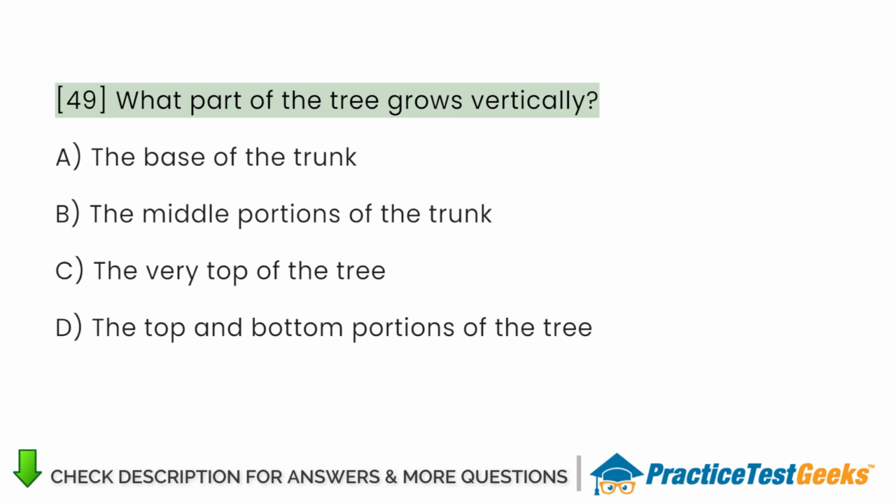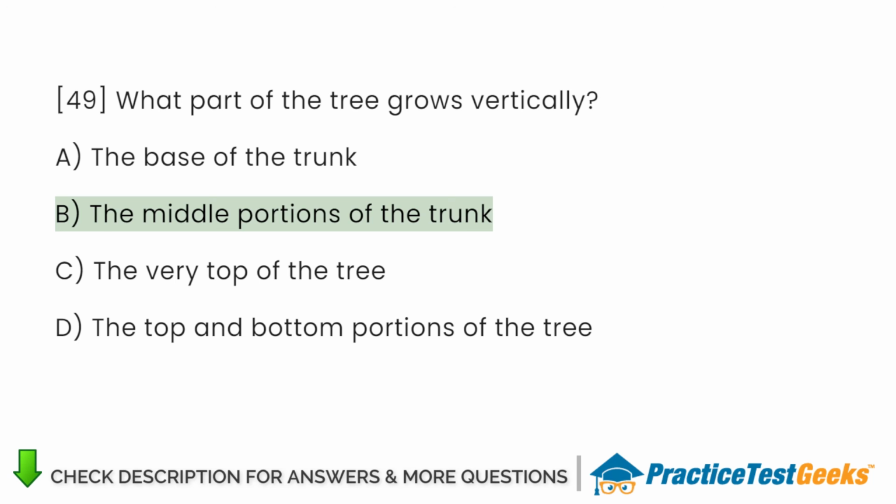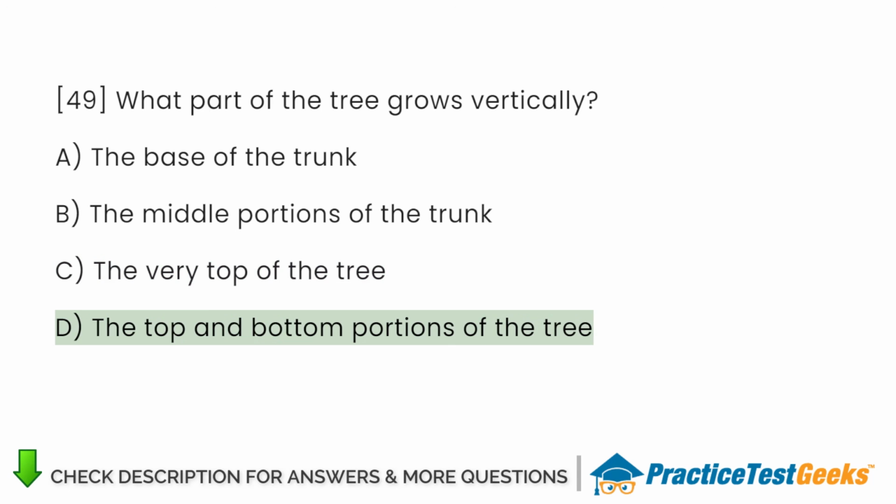What part of the tree grows vertically? A. The base of the trunk. B. The middle portions of the trunk. C. The very top of the tree. D. The top and bottom portions of the tree.